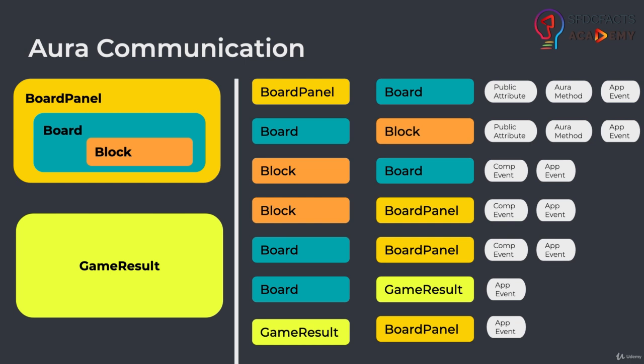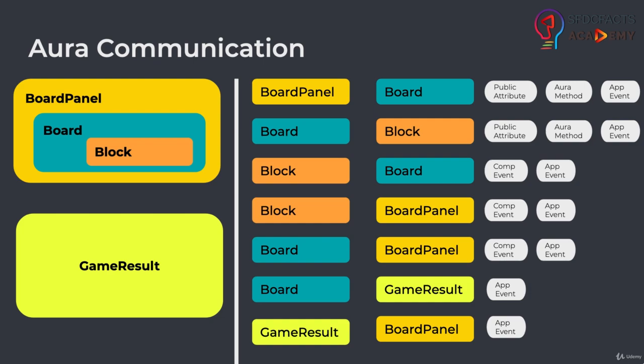That means if multiple components on the same page are listening for the same application event, you cannot control which component should ignore this application event and which one should handle it. So the best practice would be to always use public attributes, component event and Aura methods, where you need to create a communication channel. But if all these three cannot help you, or if you have two separate components, then only you should go for application events.